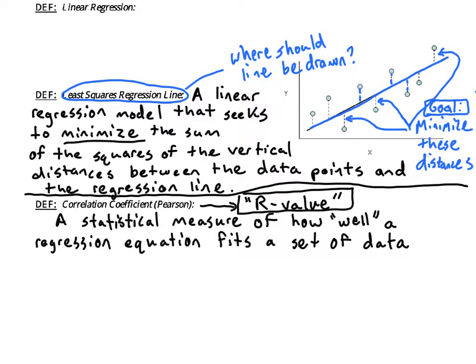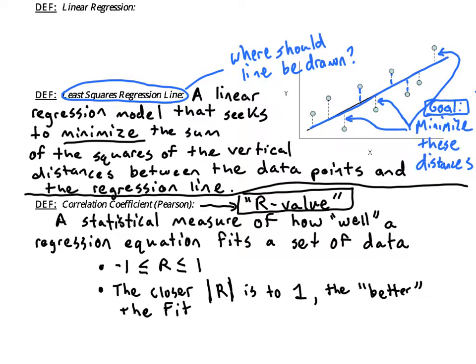That's where the correlation coefficient comes in, also known as the R value. The correlation coefficient is a statistical measure of how well your line or equation fits the overall set of the data. The correlation coefficient will always be a value between -1 and 1. The closer that the absolute value of R is to 1, the better the fit. So let me give you a few examples.